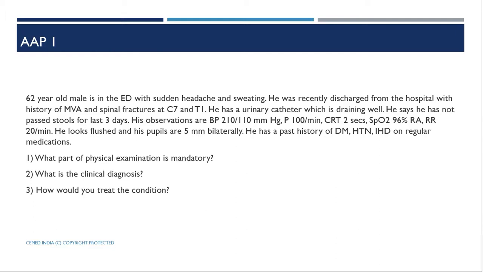Okay, so this is a question which shows all the adrenergic features in this patient who had been recently discharged following a fracture at C7 and T1. Whenever you see adrenergic changes in a patient with a recent spinal fracture, or an old spinal fracture for that matter, you need to think of autonomic dysreflexia. It can be due to a blocked catheter, urinary retention, or constipation itself.